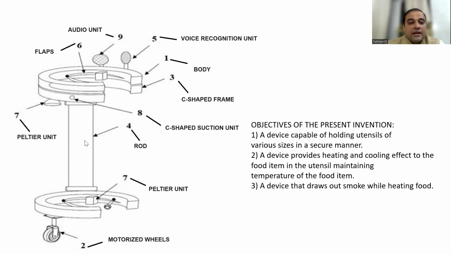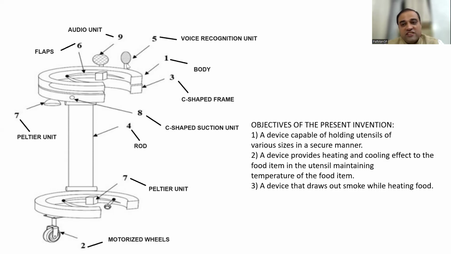And at number 4, there is a rod that is connecting a set of C-shaped frames on the top and the bottom. We can see the motorized wheels are connected to the bottom C-shaped frame. At number 4, we have the rod, as I mentioned.